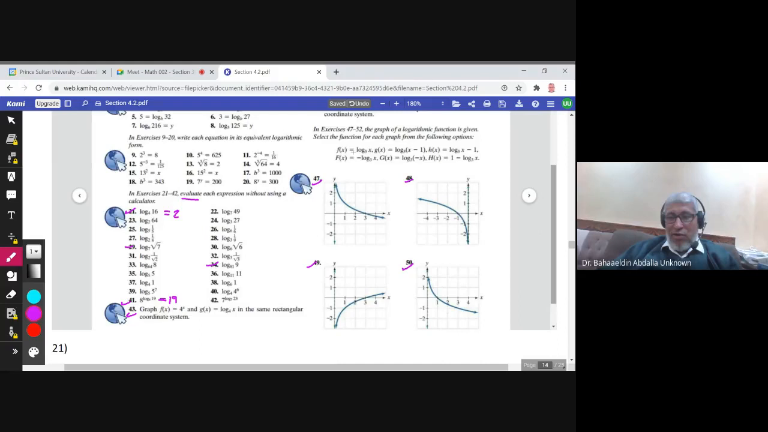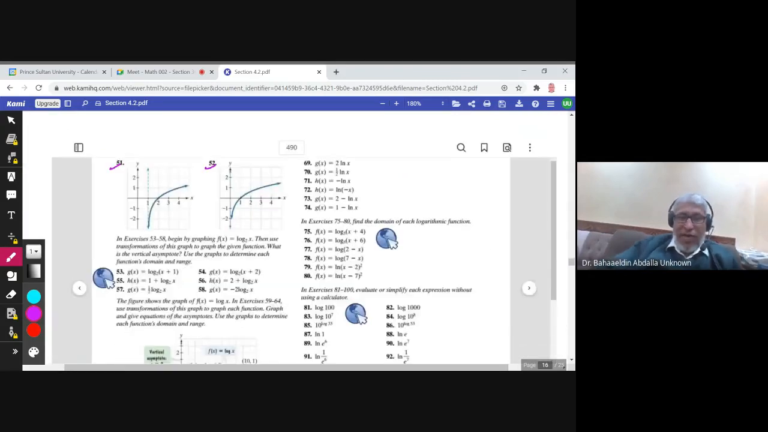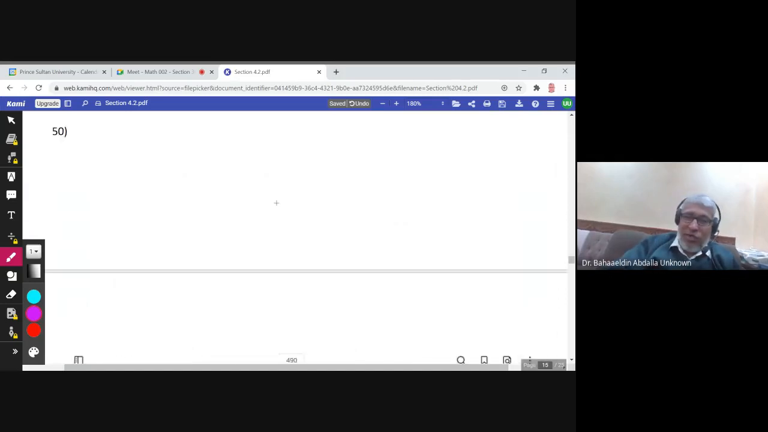Let us start with the first function, f of x equals log x to the base 3. Is this the graph of log x to the base 3? No. Is it this one? No. We know the graph of log x to the base 3. We just graphed it. This is the one. The x-intercept is 1, the vertical asymptote is x equals 0, and 3 is greater than 1. So this is the graph of y equals log x to the base 3.